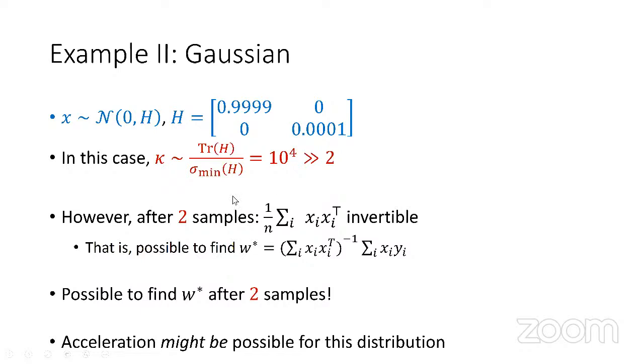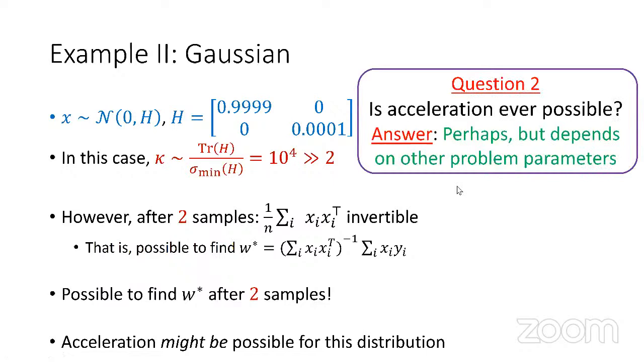However, even when we get two samples, just because of the properties of the Gaussian distribution, we know that the empirical covariance matrix, xi xi transpose, is actually invertible, right? So we can actually invert this matrix to find W star. So it is indeed possible to find W star just after two samples, which is much smaller than the condition number 10 to the 4, right? So at least information theoretically, acceleration might be possible for this distribution. So again, even here we are getting only uniform samples from the distribution, but the distribution here is Gaussian.